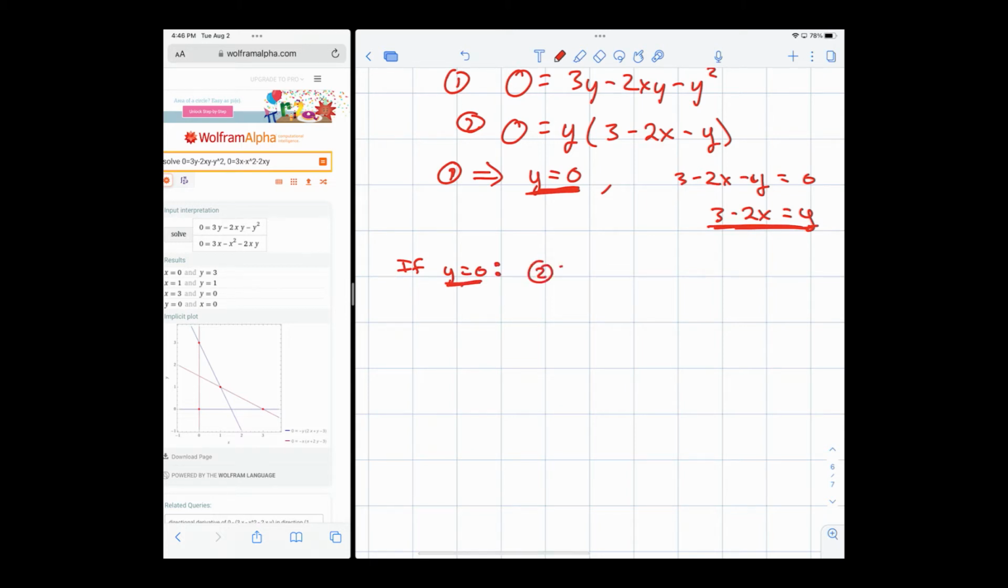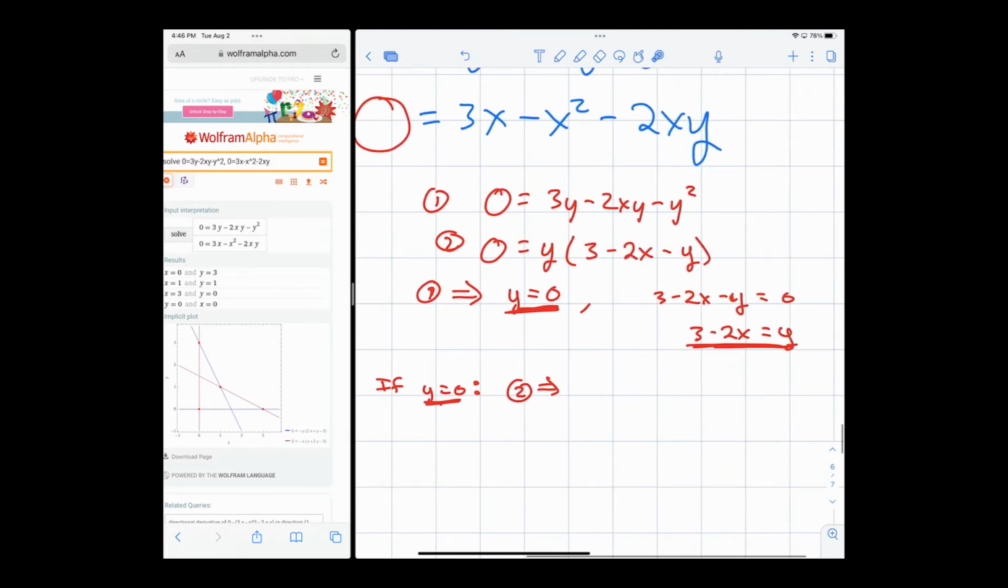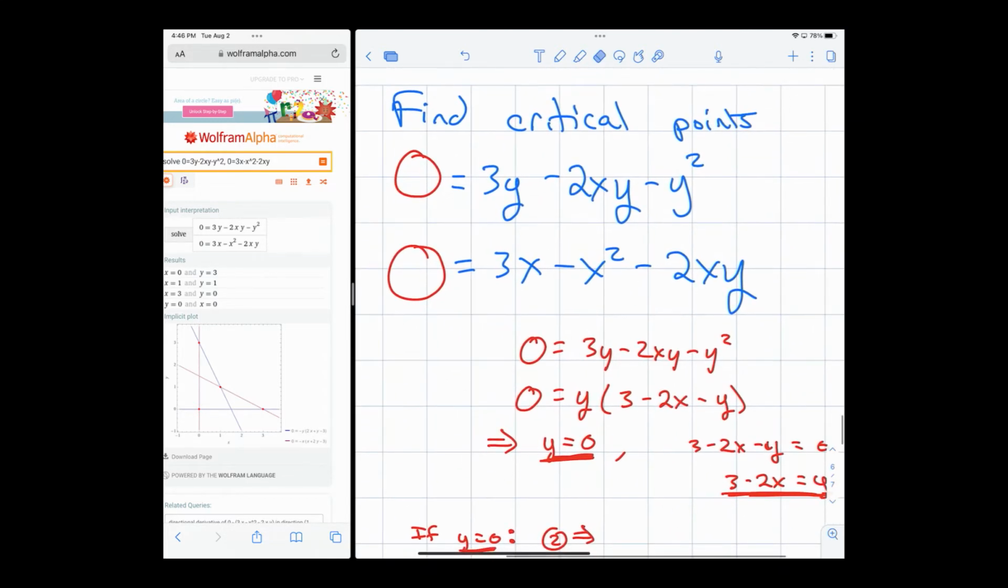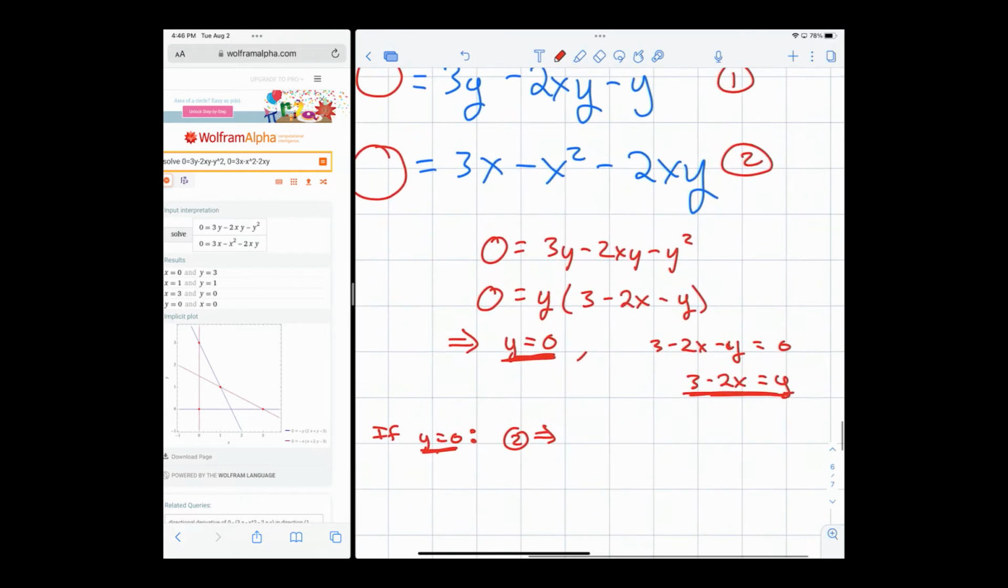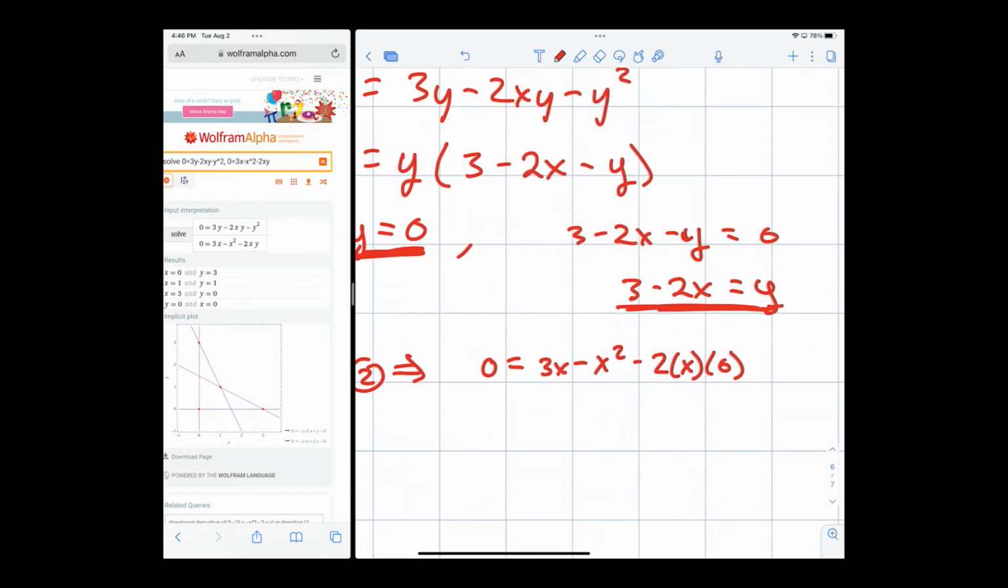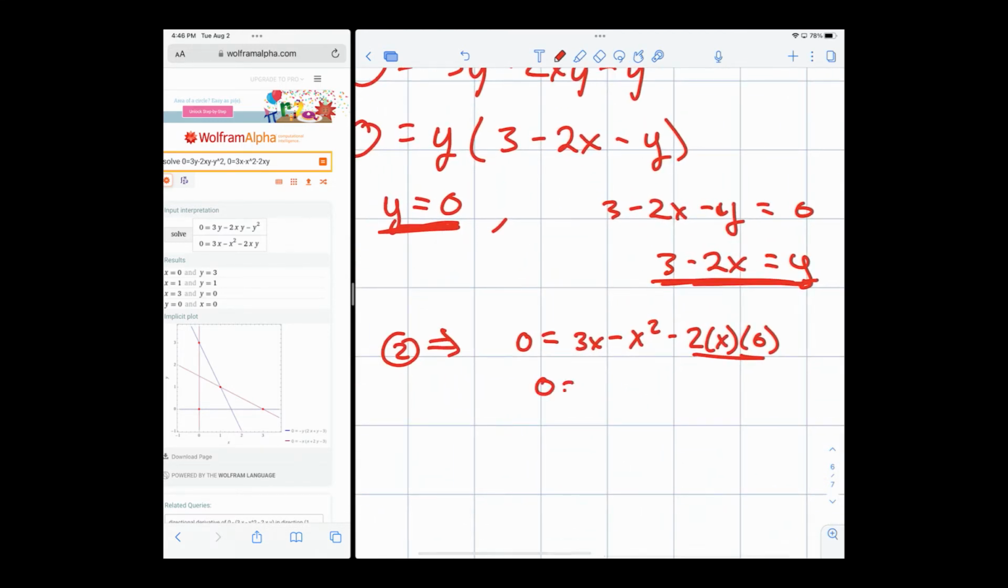Then the second equation would be when I plug in... oh, sorry, this is not, let me back this up. This is the first equation. This is the second equation. So if you plug y equals 0 into this second equation, what you would get is 0 equals 3x minus x squared minus 2 times x times 0, which would make this drop off. So you would have 0 equals 3x minus x squared.